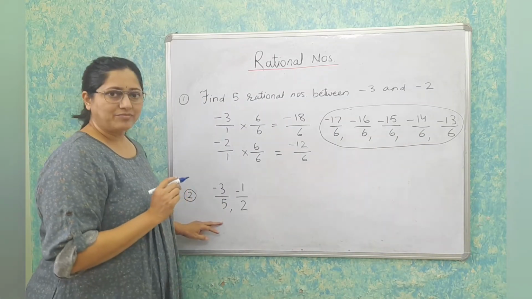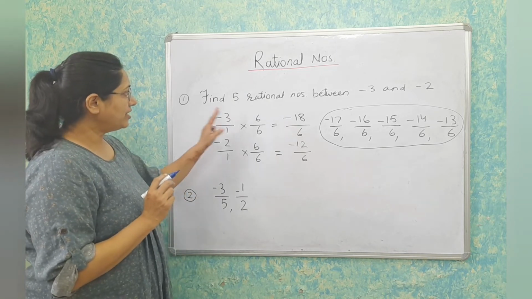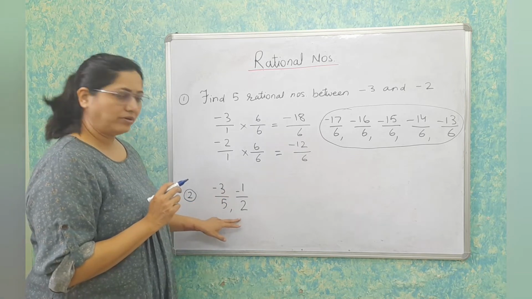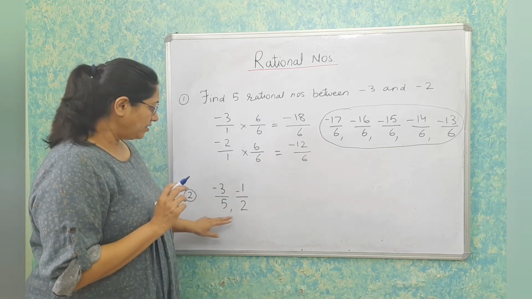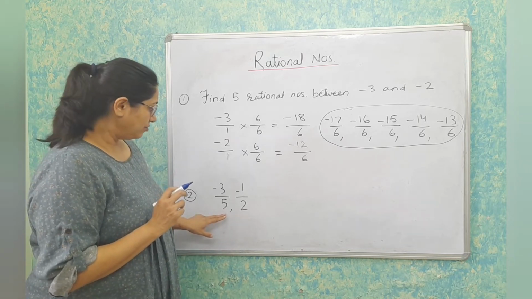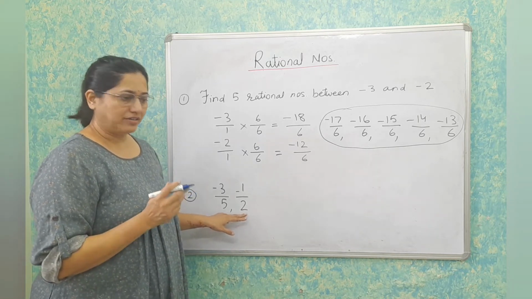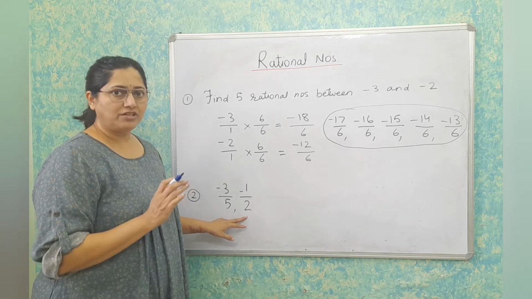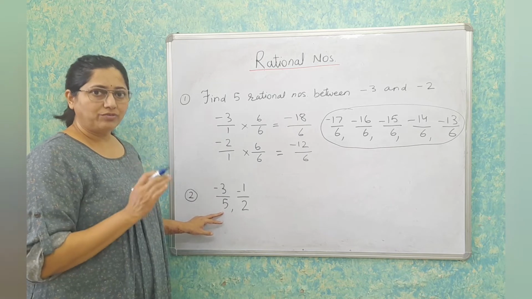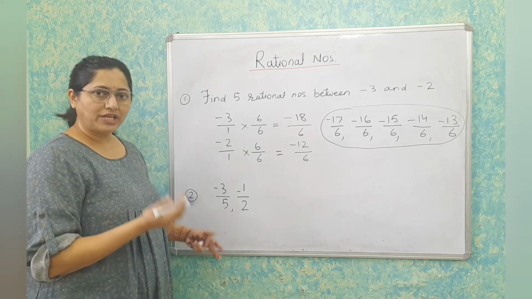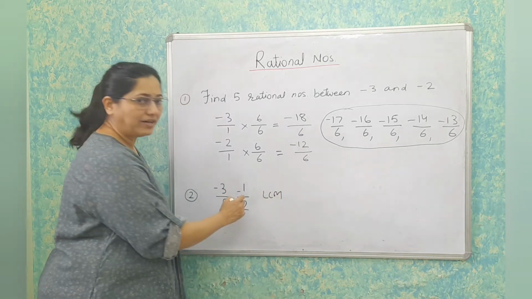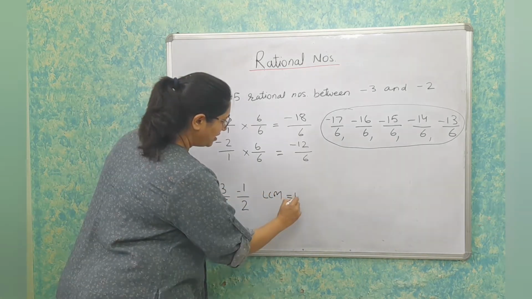In our second example, I have to find again 5 rational numbers between -3 upon 5 and -1 upon 2. In these two rational numbers, denominators are there, but both the denominators are different. So first I have to change the denominator and make them same. And you know whenever we have to make denominator same, we have to take LCM. So first I will take LCM of 5 and 2 and it is 10.